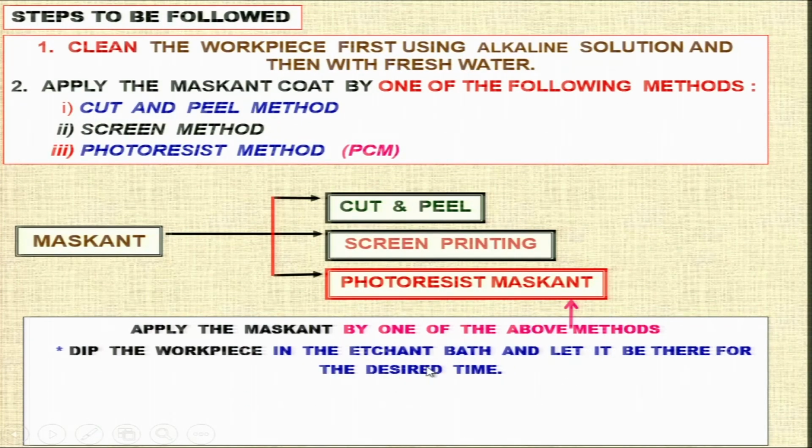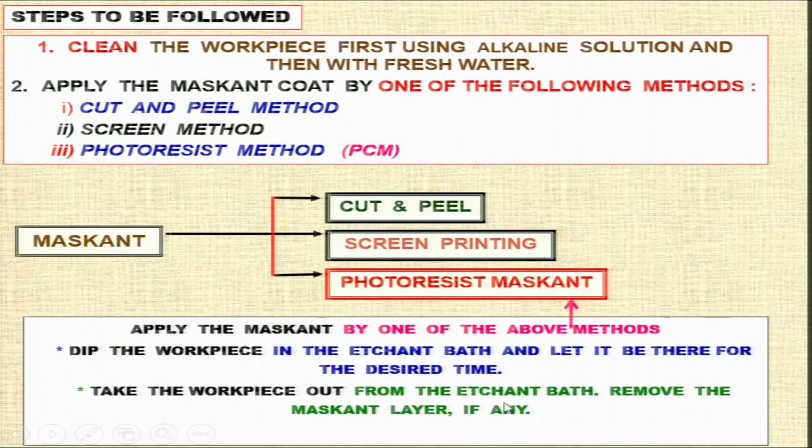Dip the workpiece in the etchant bath and let it be there for the desired time. This time is decided based on how deep you want to create the feature. Take the workpiece out from the etchant bath. Once the depth has been achieved and the feature has been created, you take out the workpiece from the etchant bath, remove the maskant, which is acting as the resistance to the etchant, if any, and wash under fresh water before taking the component for assembly or use.